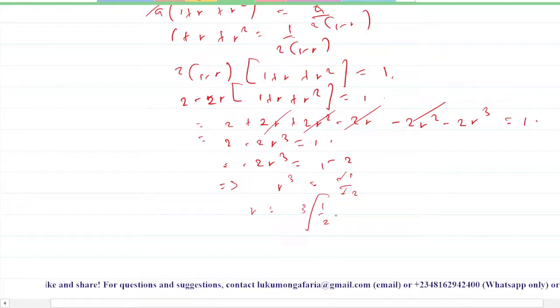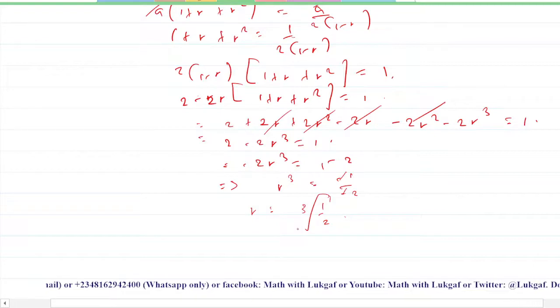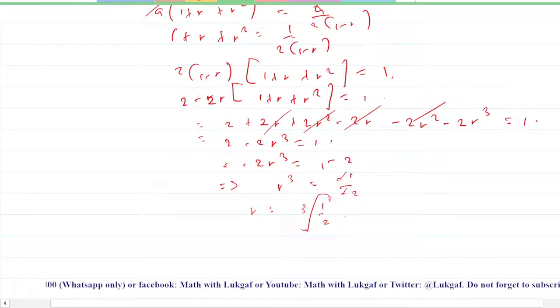Okay, now, how are you going to get that? Do you have such a number that when you multiply it by itself three times gives you 1 over 2? What is such a number? I don't think there is, or it will give us a decimal. Let me see if we've not made a mistake.